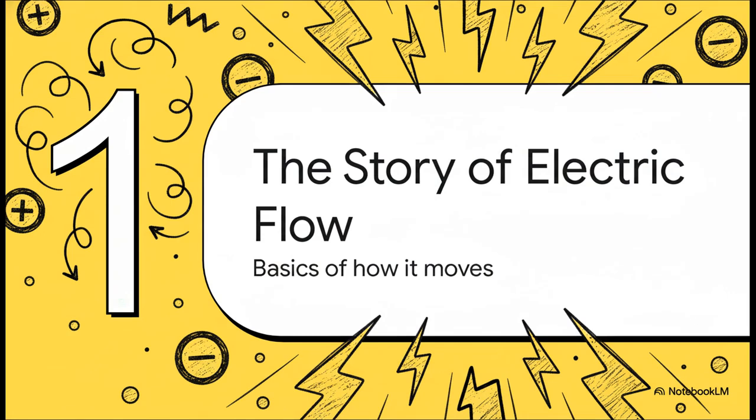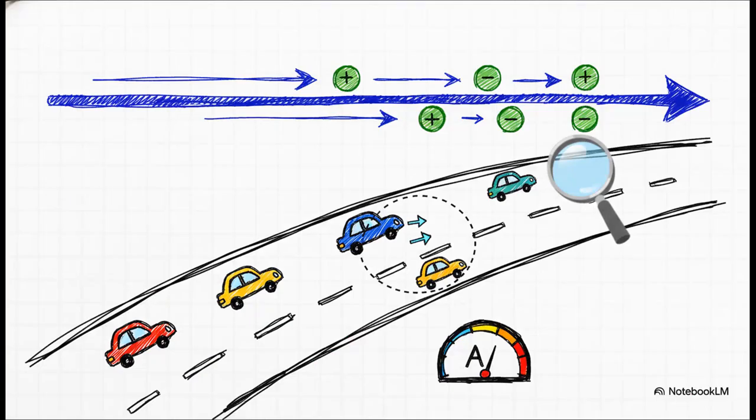Before we can understand these big complex circuits, we first need to ask a simple question. What is electricity? What makes it move? And it all begins with the idea of charge. So what exactly is electric current? Well, you can think of it as simply charge in motion.